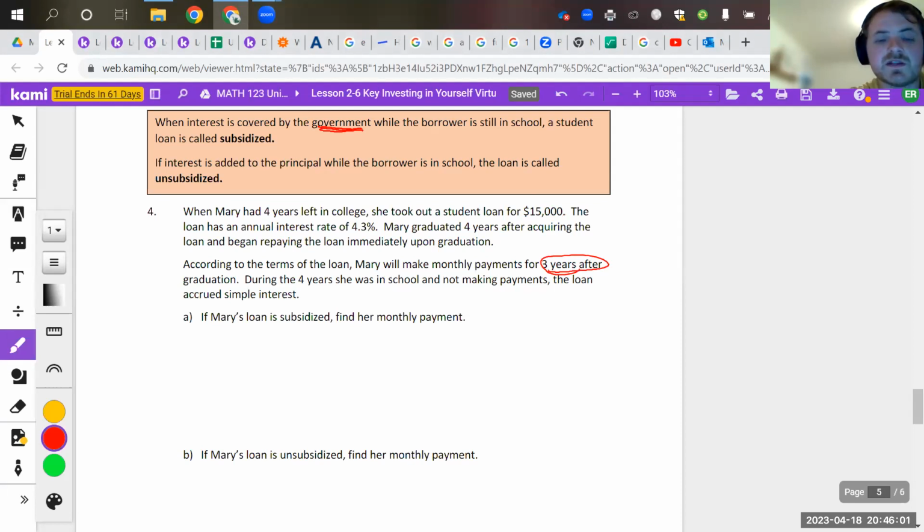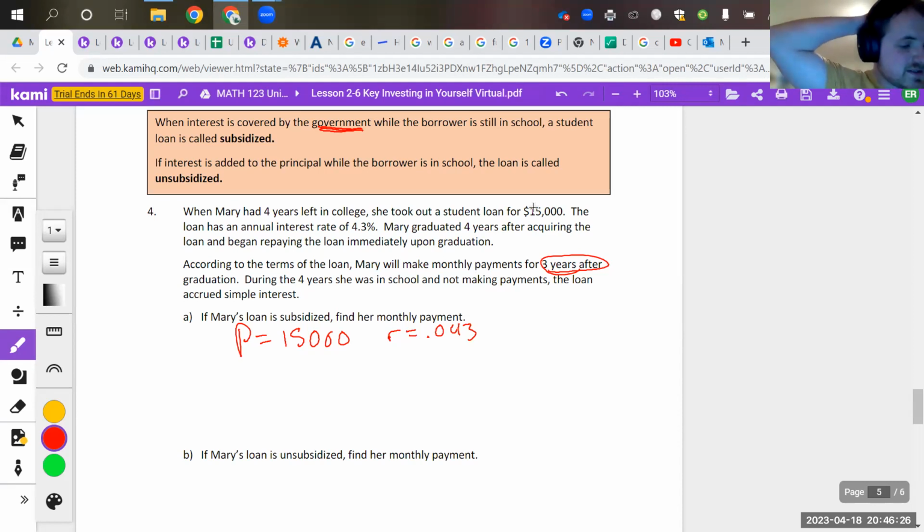Okay. And so if it accrued simple interest, she's got a principal of $15,000. I think I might have said 1,500 earlier. I meant 15,000. And her rate is 0.043. Okay. And so we want to use that PMT function again. Alrighty. So we want to use that PMT function to figure out our monthly payment.